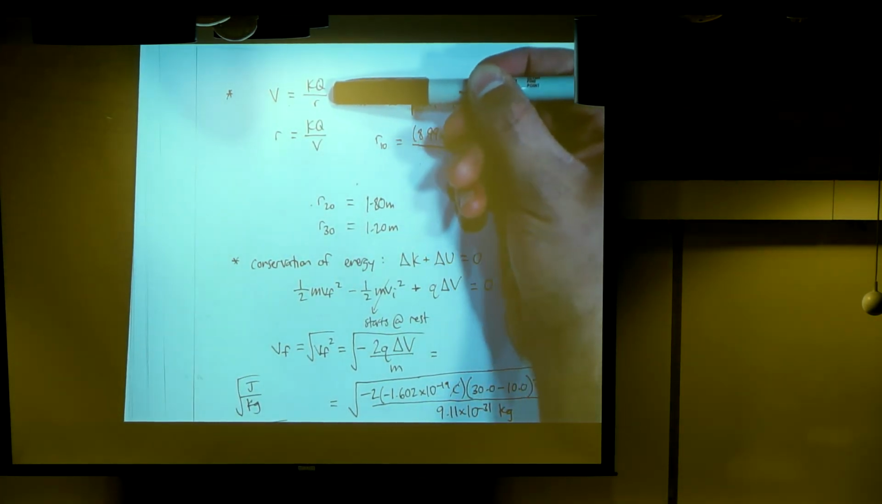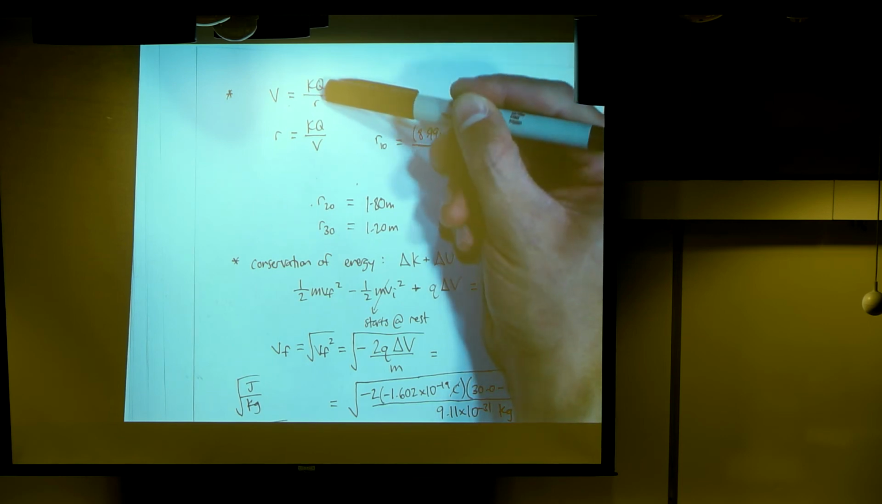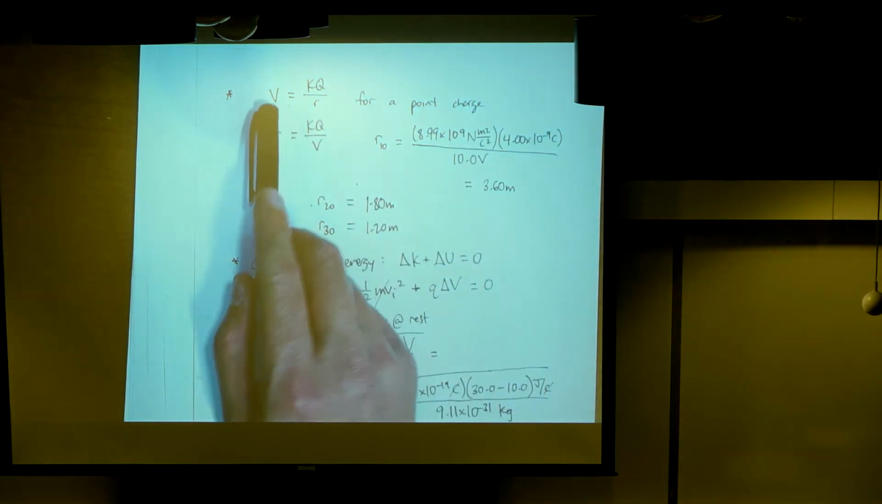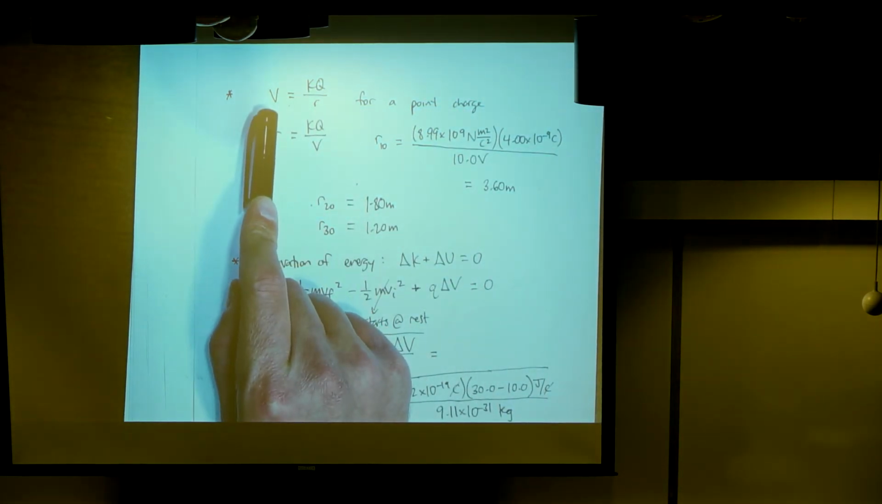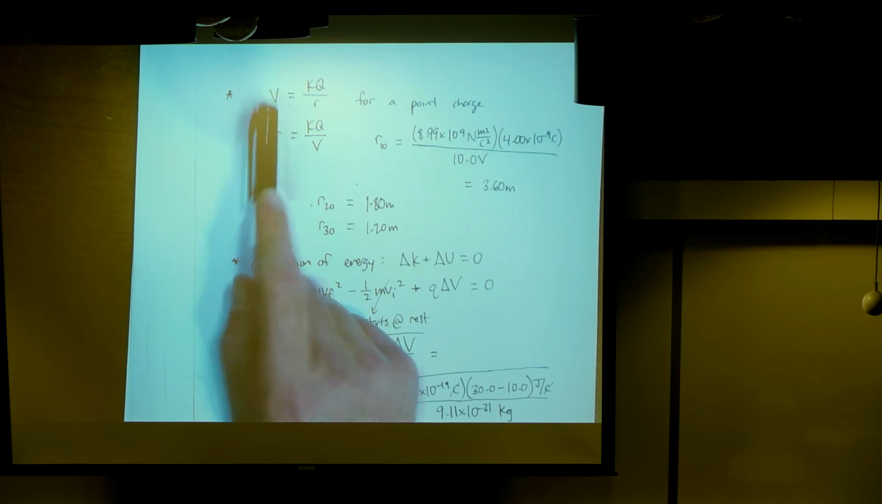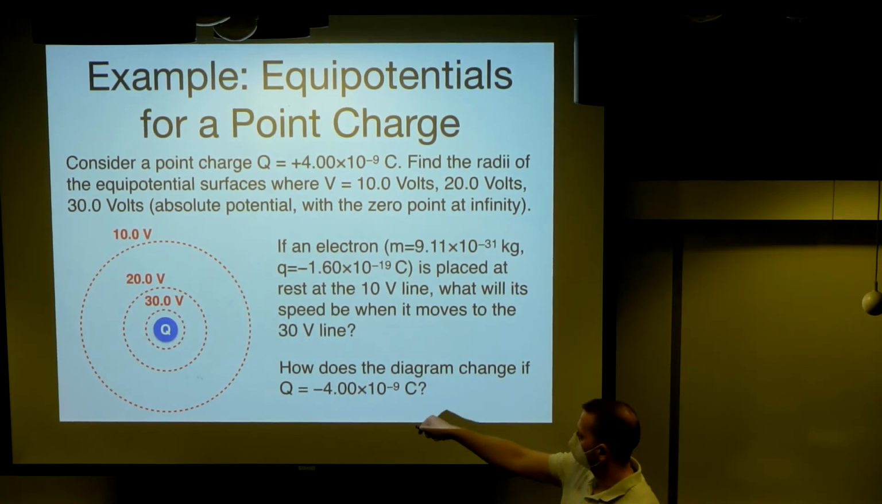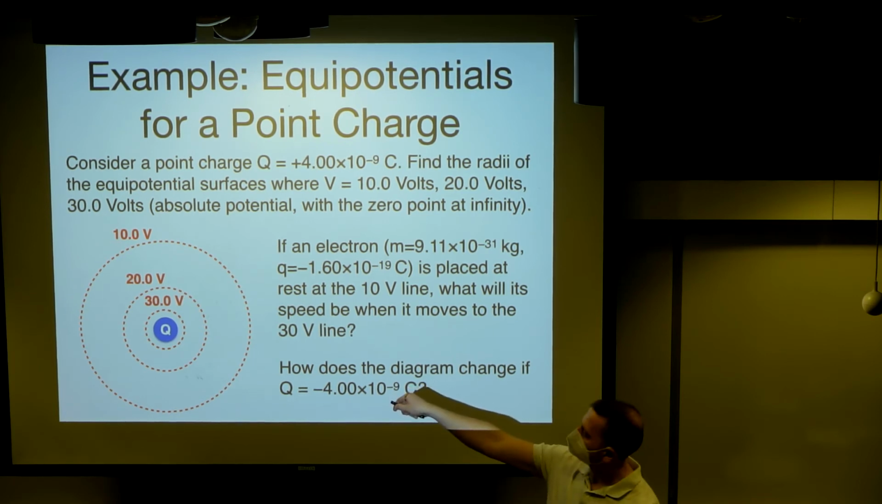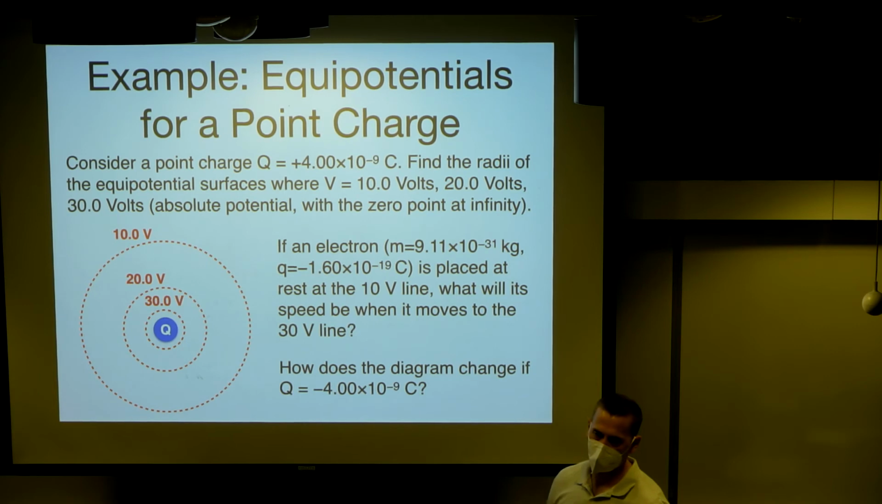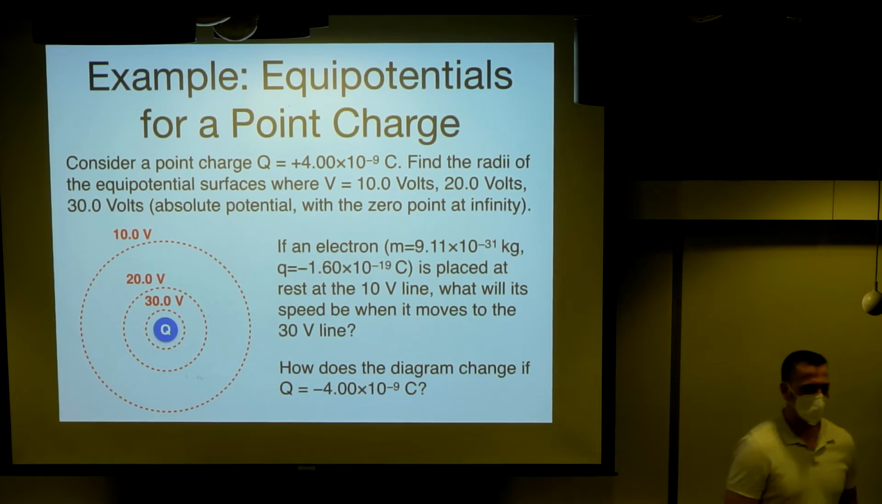So in our particular example, we happen to have a positive Q, right? If I make this a negative Q, I'm really just flipping all my potential values to the negative of what they previously were, right? So for example, let's look at the picture. If this were a negative charge with the same value, just opposite sign, this would be negative 10 volts right here, negative 20, negative 30 volts right there. That's how this would change. Does that make sense?